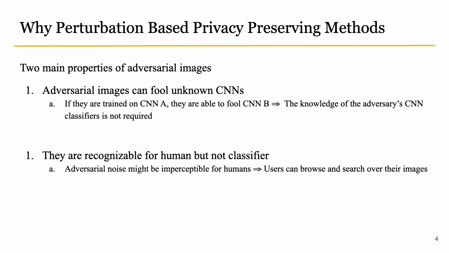In this paper, we focus on adversarial or perturbation-based privacy preserving methods. These methods are becoming popular for two main properties of adversarial images. Adversarial images can fool unknown CNNs, meaning if they are trained on CNN A, they are able to fool CNN B. Therefore, the knowledge of the adversary's CNN classifiers is not required. They are recognizable for humans but not classifiers. Therefore, users can browse and search over their images.